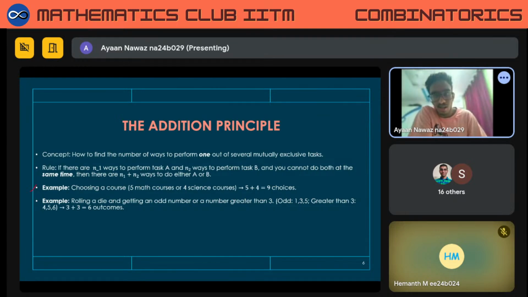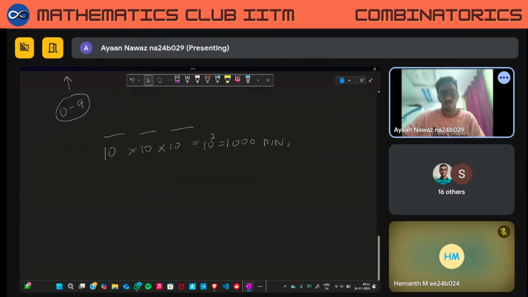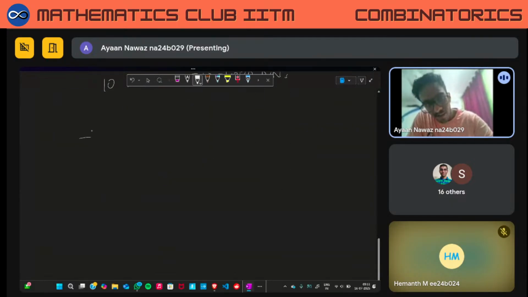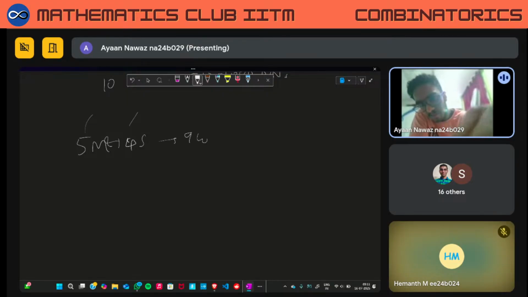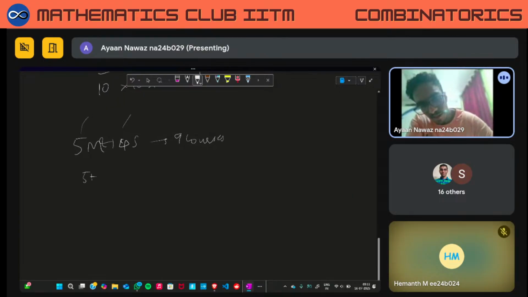Choosing a course out of 5 math courses or 4 science courses. So I have 5 math courses and 4 science courses to choose from. I can choose any of these, not like I have to choose a math course and a science course only. They are not dependent on each other, they are independent. So they'll be treated as 9 different courses, because 5 plus 4 is 9. So I'll have 5 plus 4 equals 9 choices.